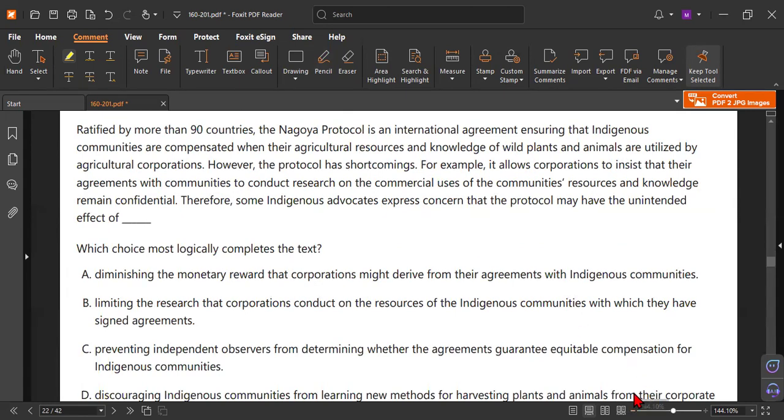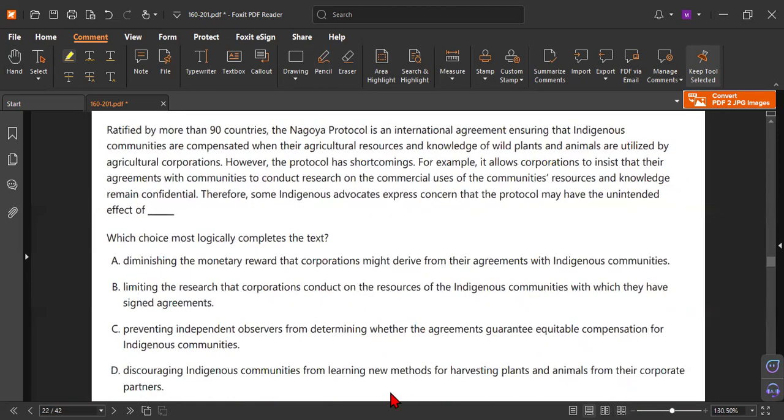What's that? Is it A? Letter A, no. Let's read again. Group 4, be careful.